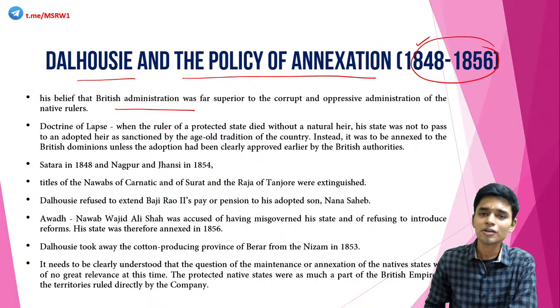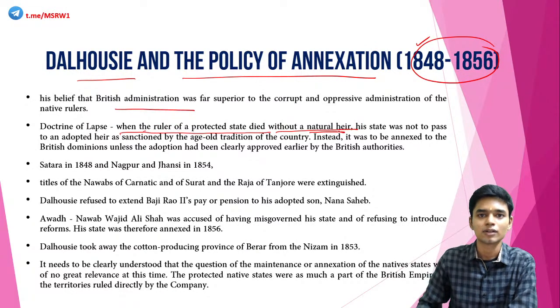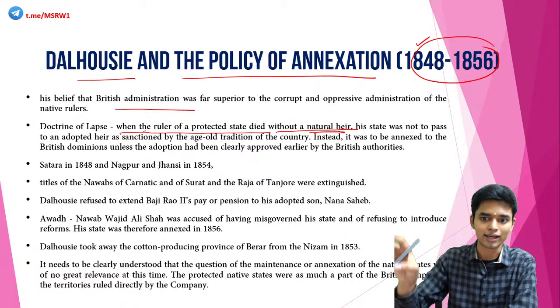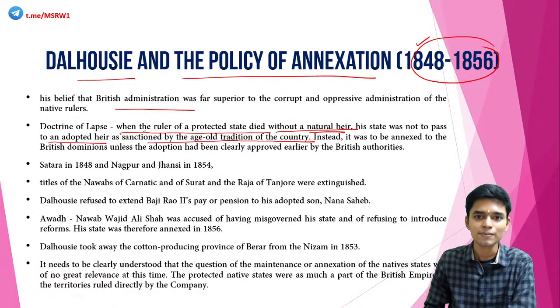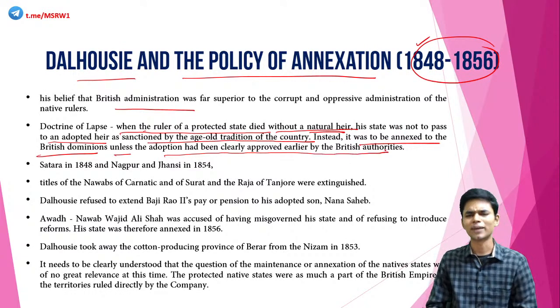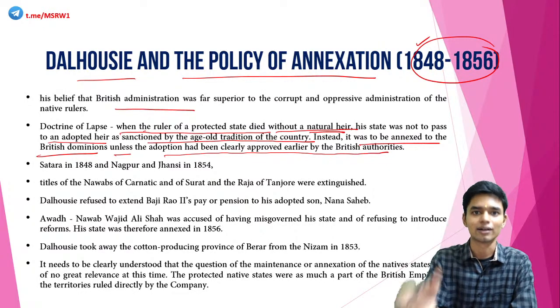According to this policy, when a ruler of a protected state died without a natural heir, a very important word there, natural heir, his state was not to pass to an adopted heir, as sanctioned by the age-old tradition of the country. Instead, it was to be annexed to the British dominions unless the adopted heir had been clearly approved earlier by the British authorities. So basically, if a king dies without having a male heir of his own blood, an adopted son will not be counted.